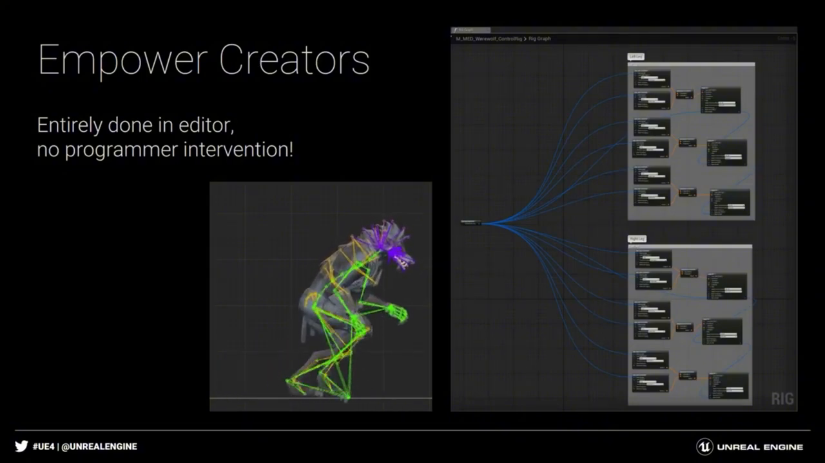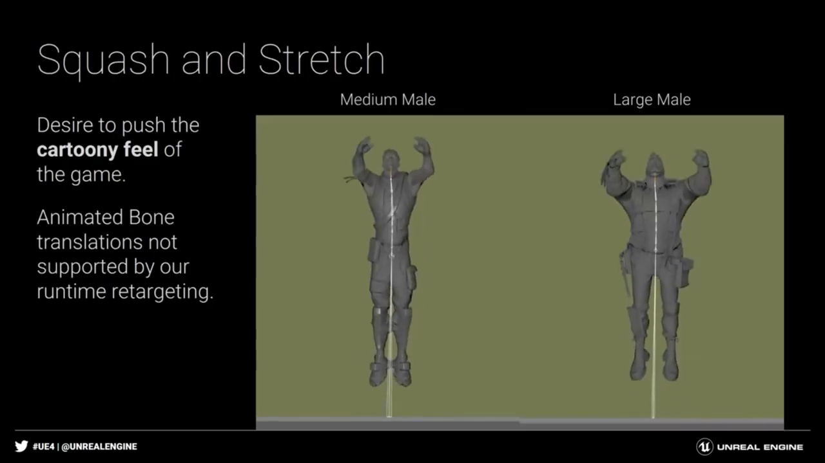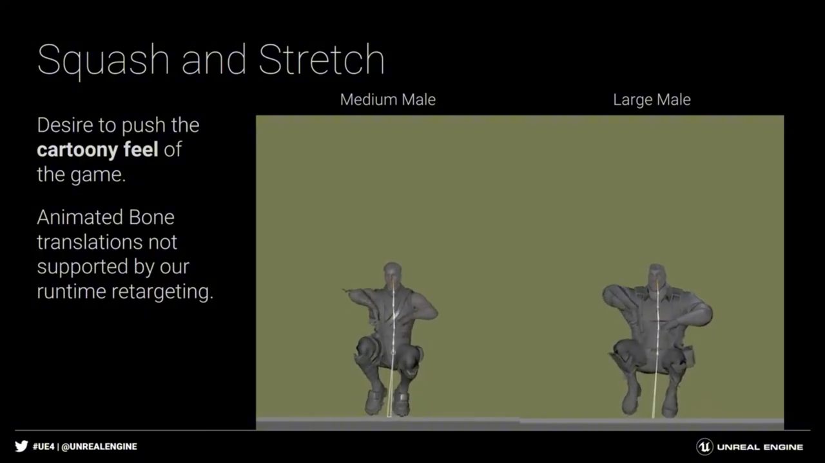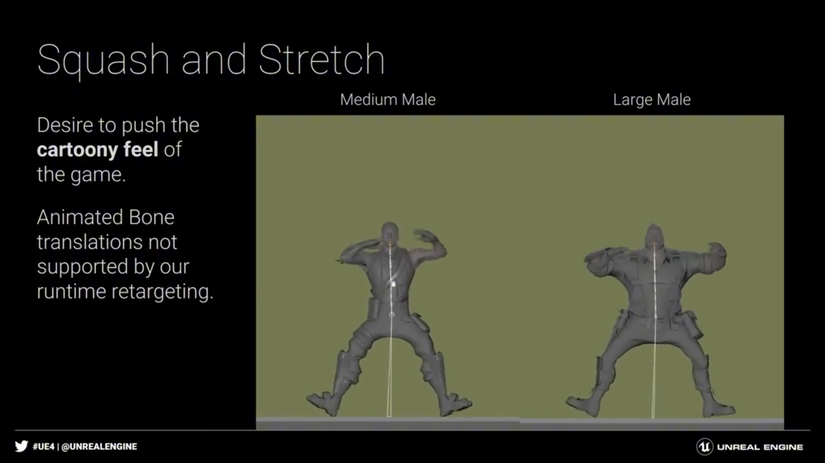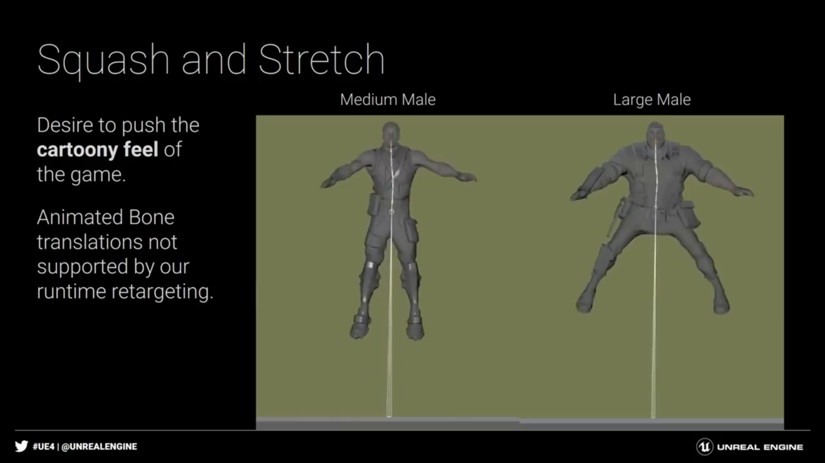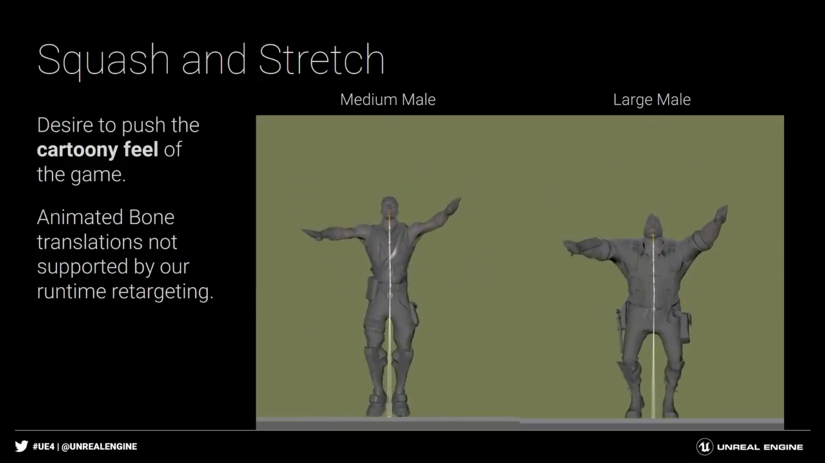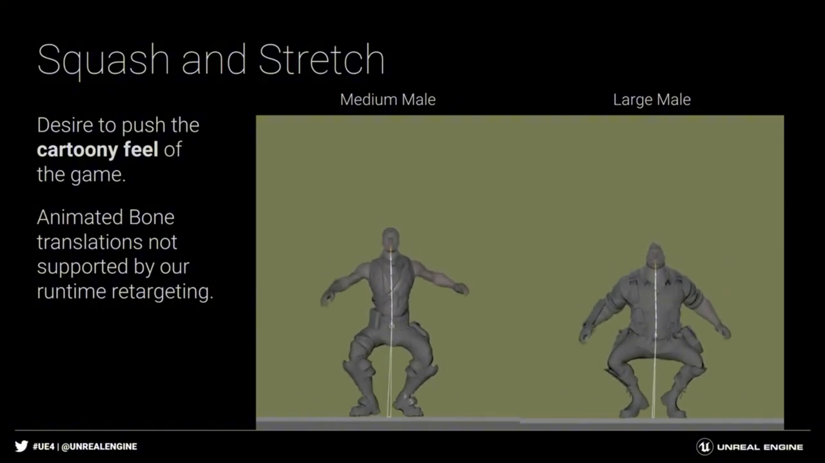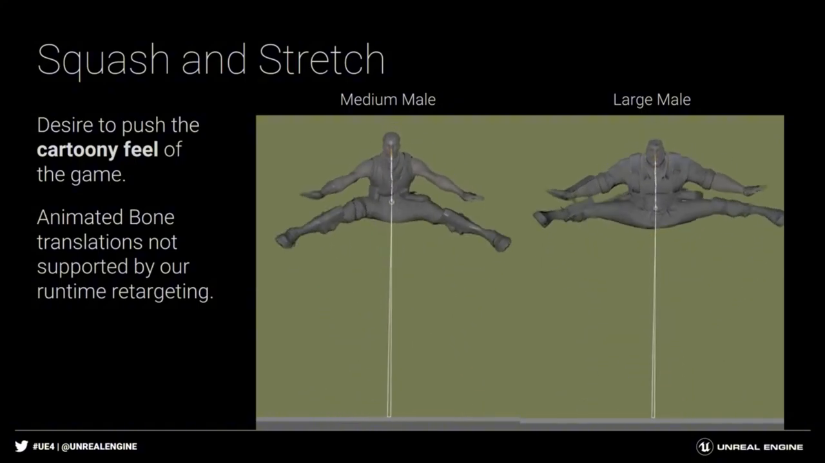And on the right, you can see that because we didn't have any support for animated bone translations, in this specific example, whenever the character lands, the spine compresses on the medium male, but whenever the retargeting is done to the large male, this is completely lost. And that's because of the different scales of the skeleton.